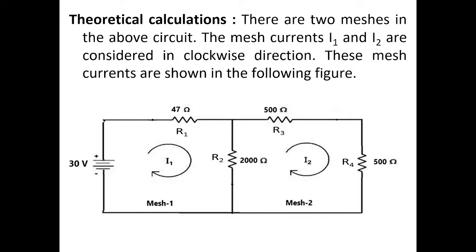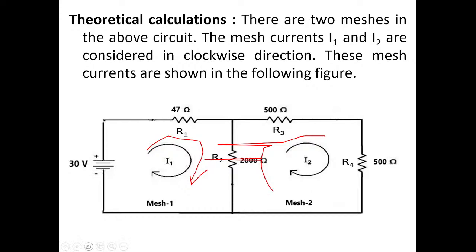Do you know what is the statement of Kirchhoff's voltage law? Here we are going to verify Kirchhoff's voltage law. According to Kirchhoff's voltage law, the algebraic sum of all voltages in a closed path must be equal to 0. So current directions are our wish. You can assume the I1 loop current in clockwise direction.